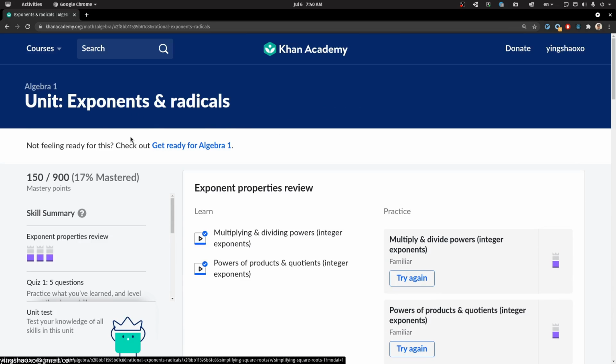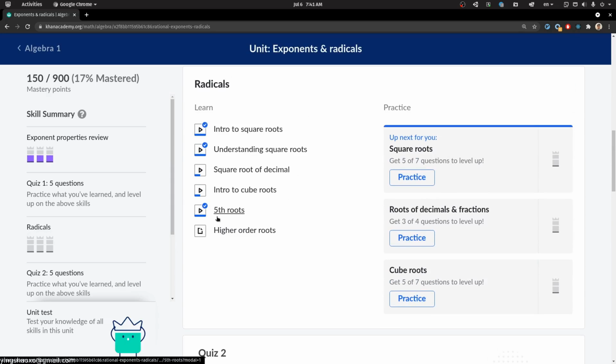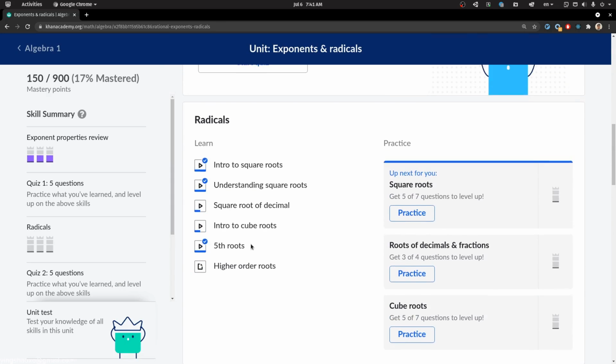Alright, I guess that's the end of this lesson, and inside this video we have learned about the concept of exponents, and we have learned the idea of radicals. In other words, the radical is also called the square root, but it can be more, for example 5 roots or 6 roots or infinity roots.